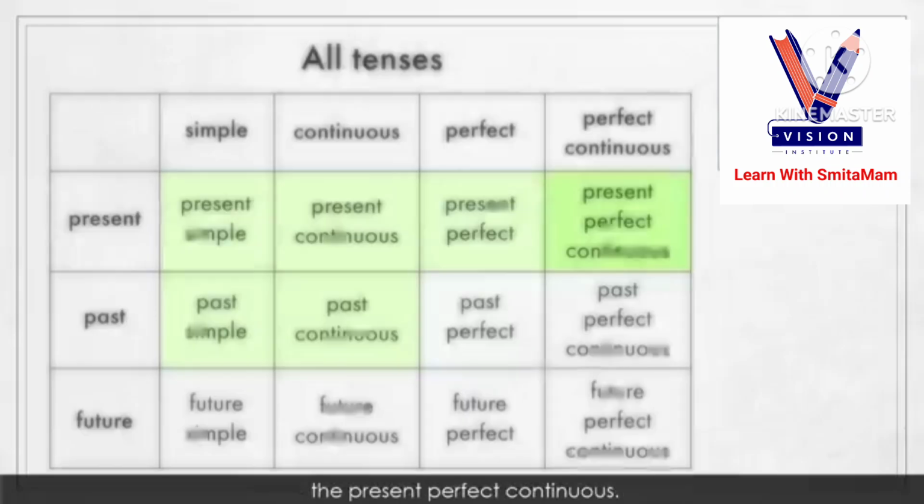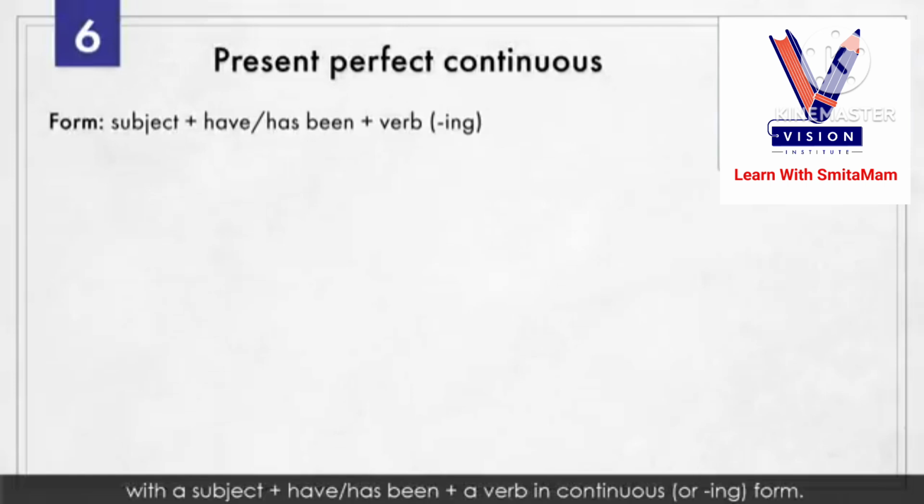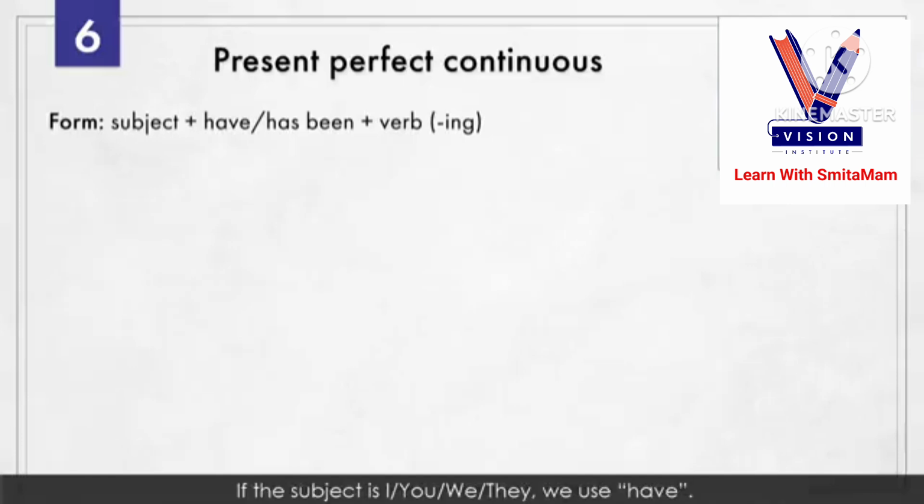The present perfect continuous. We make the present perfect continuous tense with a subject, have or has been, and a verb in continuous or ing form. If the subject is I, you, we, they, we use have. If the subject is he, she, it, we use has.